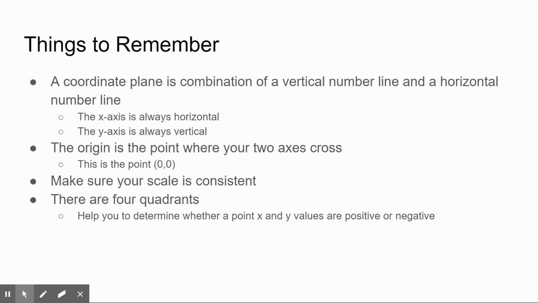Make sure your scale is consistent. For right now, keep it 1 to 1. Make sure both up and across are just 1. But when you get good at this, you can change it. Just make sure that it stays consistent.